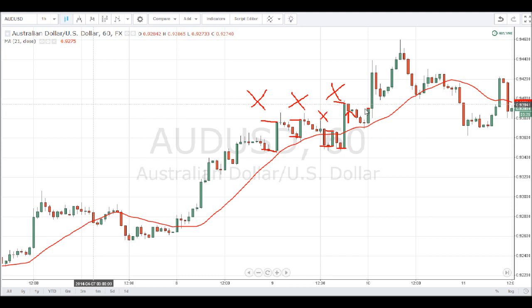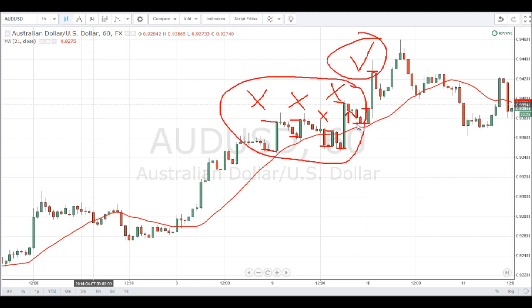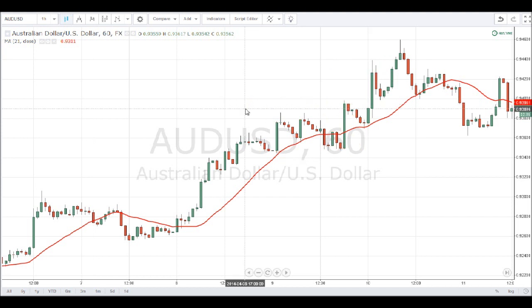We then have a fifth bullish engulfing here and price closes a lot higher, so we finally have a gain, which is our fifth trade, and that trade would have covered all of these losses and made a slight profit. And that is simply Martingale trading.